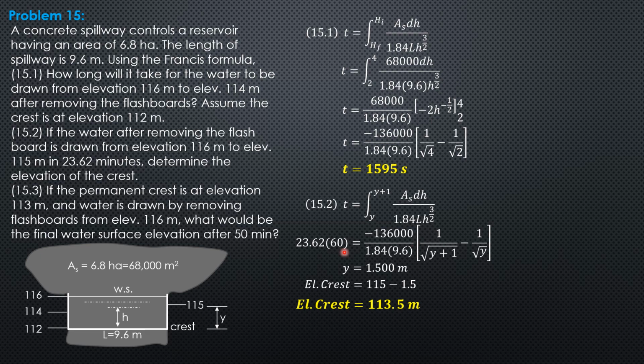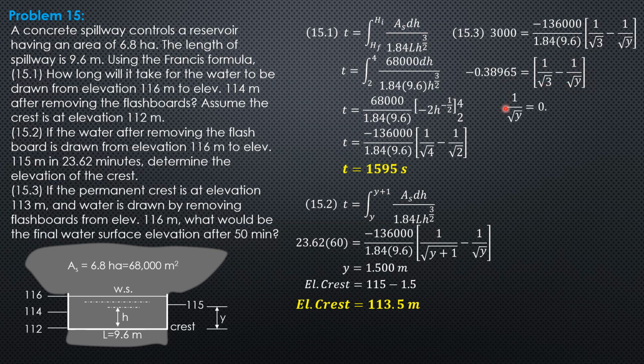Using the same formula, 50 times 60 seconds per minute is 3,000 seconds equals negative 136,000. We just copy this. 1.84 times 9.6, times the quantity 1 over square root of the initial head, which is 3, minus 1 over square root of the final head, which is y. So simplifying, negative 0.38965 equals 1 over square root of 3 minus 1 over square root of y. So 1 over square root of y is 1 over square root of 3 plus 0.38965, and that is 0.967. So 1 over 0.967 squared is y, and y is 1.069. Therefore, the final water surface elevation is the elevation of the crest 113 plus y, and it is at 114.069 meters.